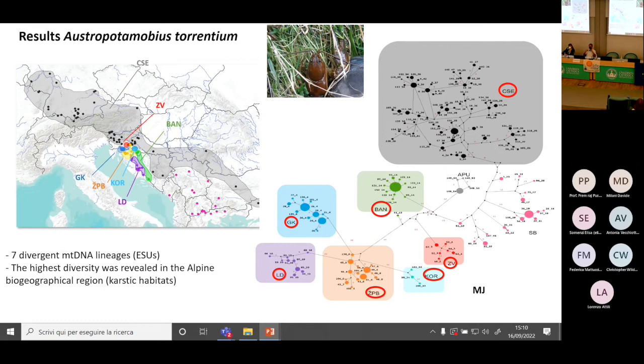So first, here are some previously published results on stone crayfish. What is important to know is that within Europe, there are 9 divergent lineages of stone crayfish. And as you can probably see from this map, within Croatia, we have 7 of them, which are encircled with red circles on this network. The highest diversity of Austropotamobius torrentium was revealed in the alpine biogeographical region, actually in Dinaric karstic habitats.